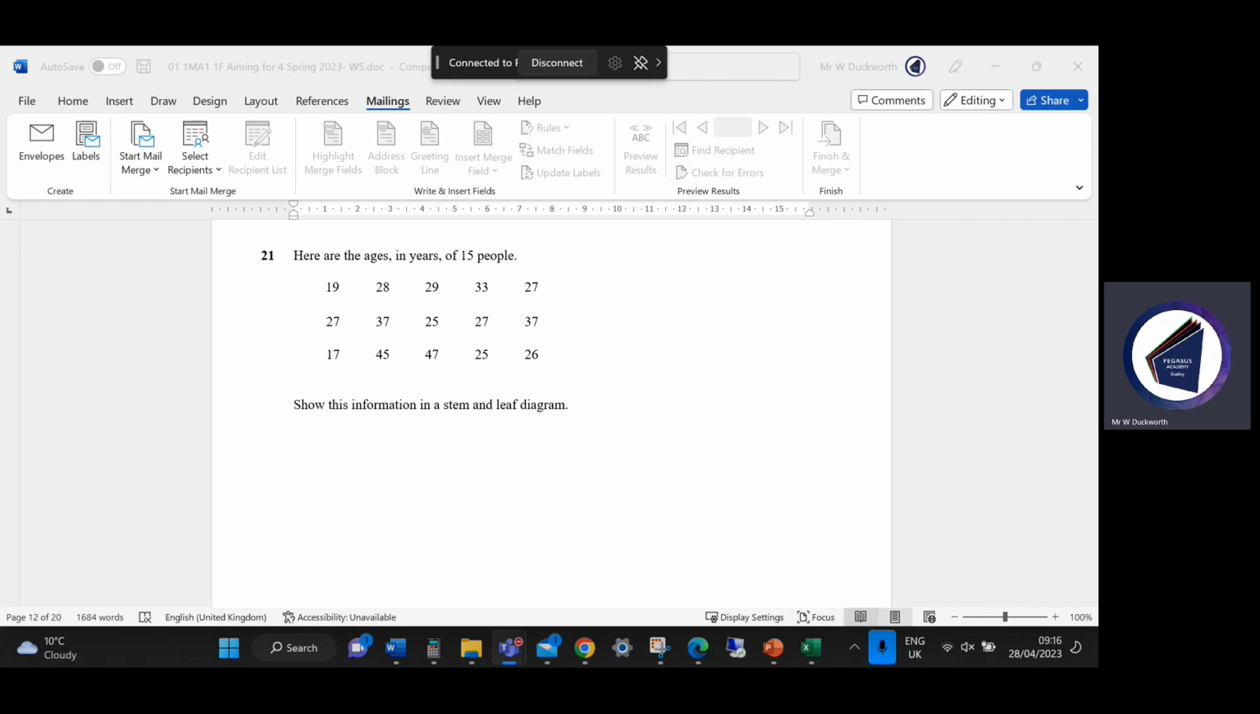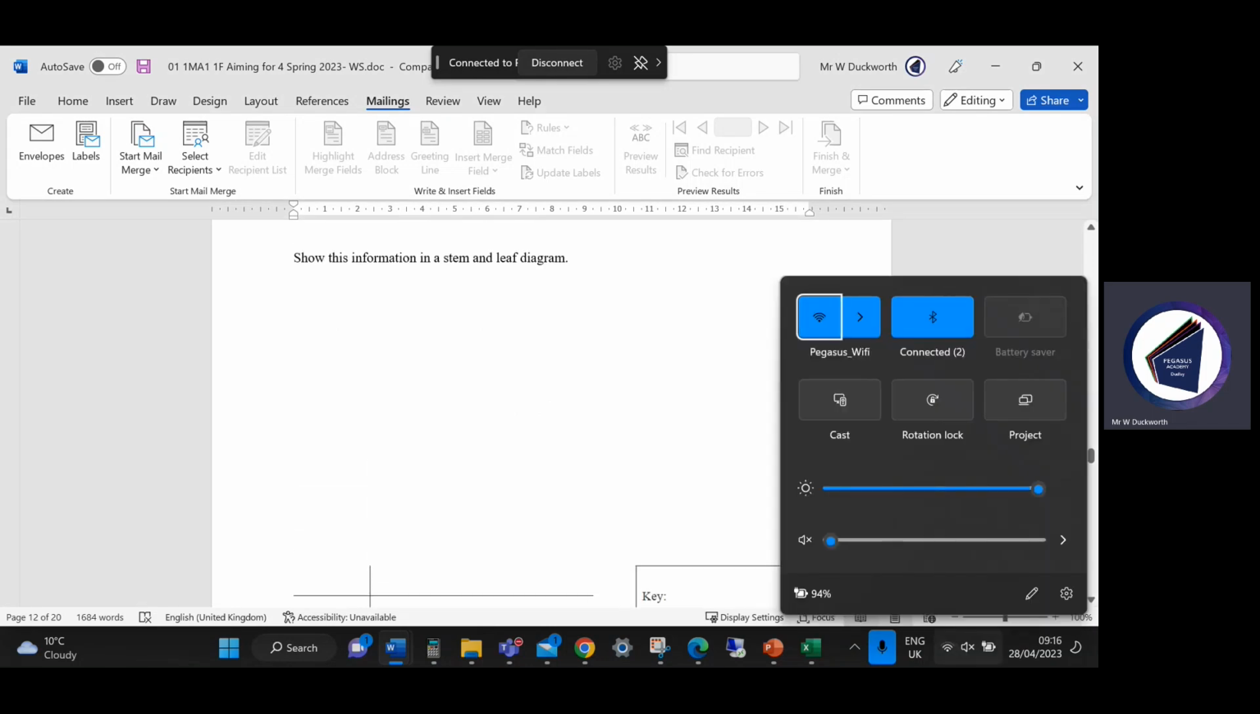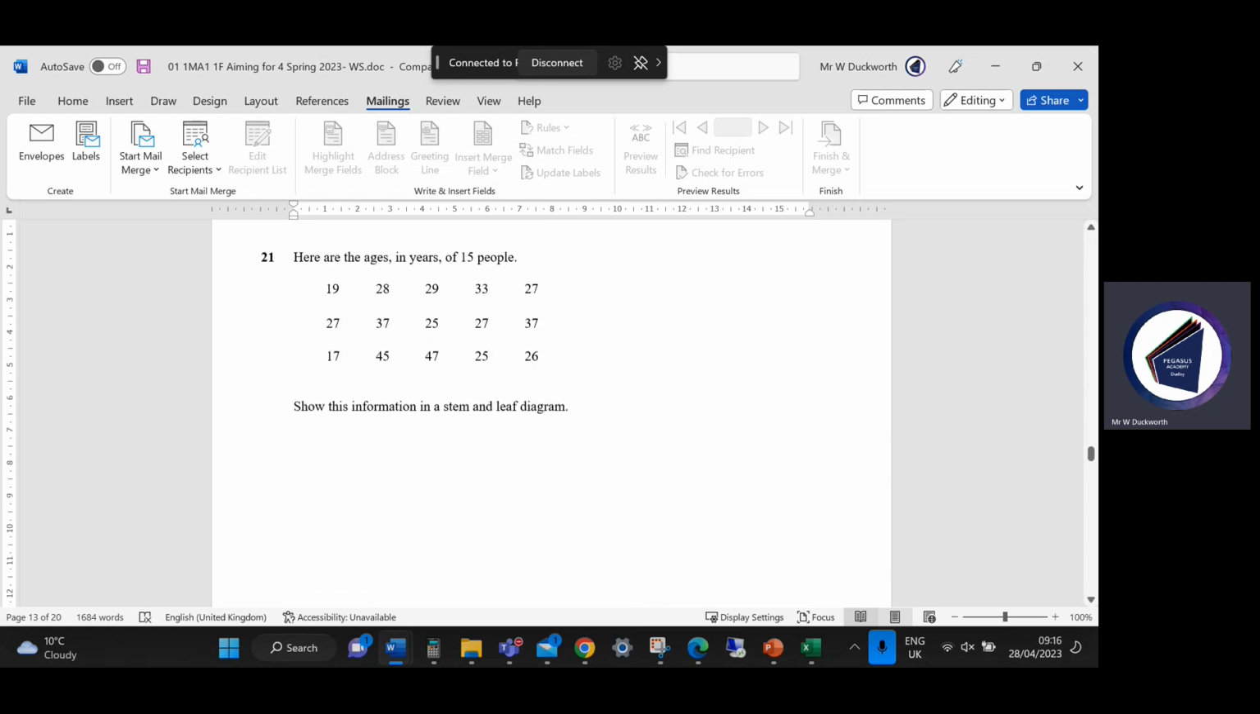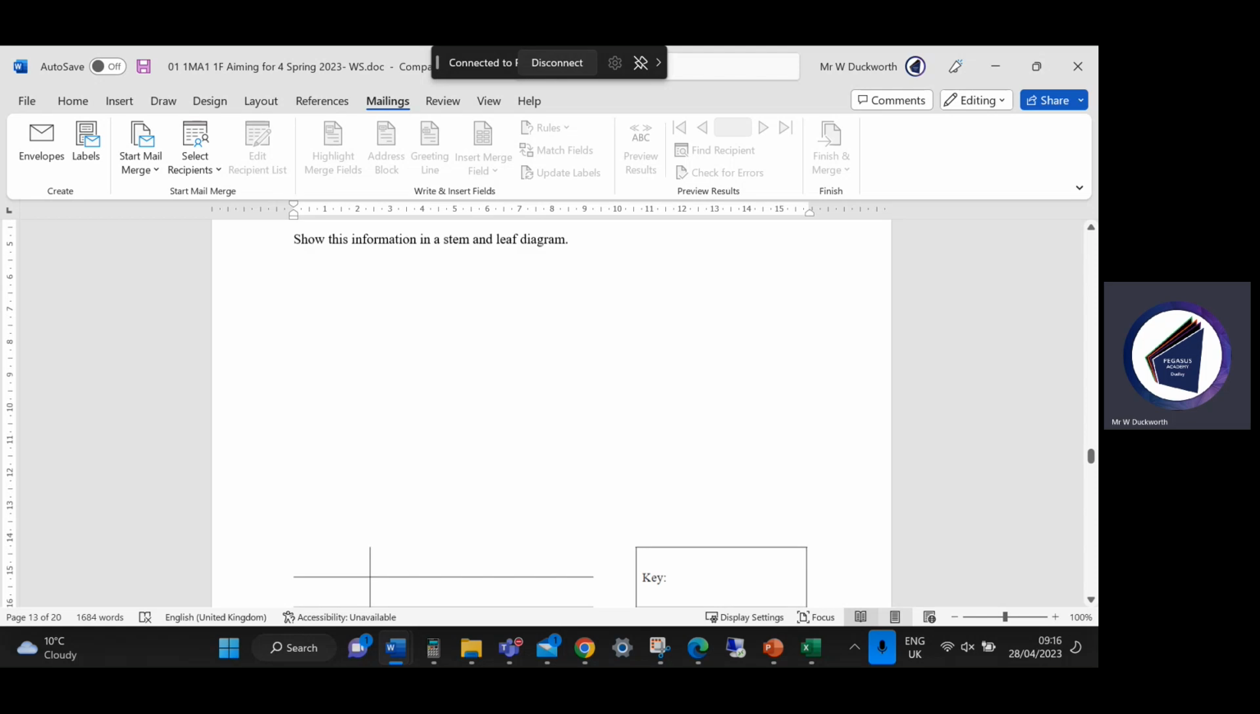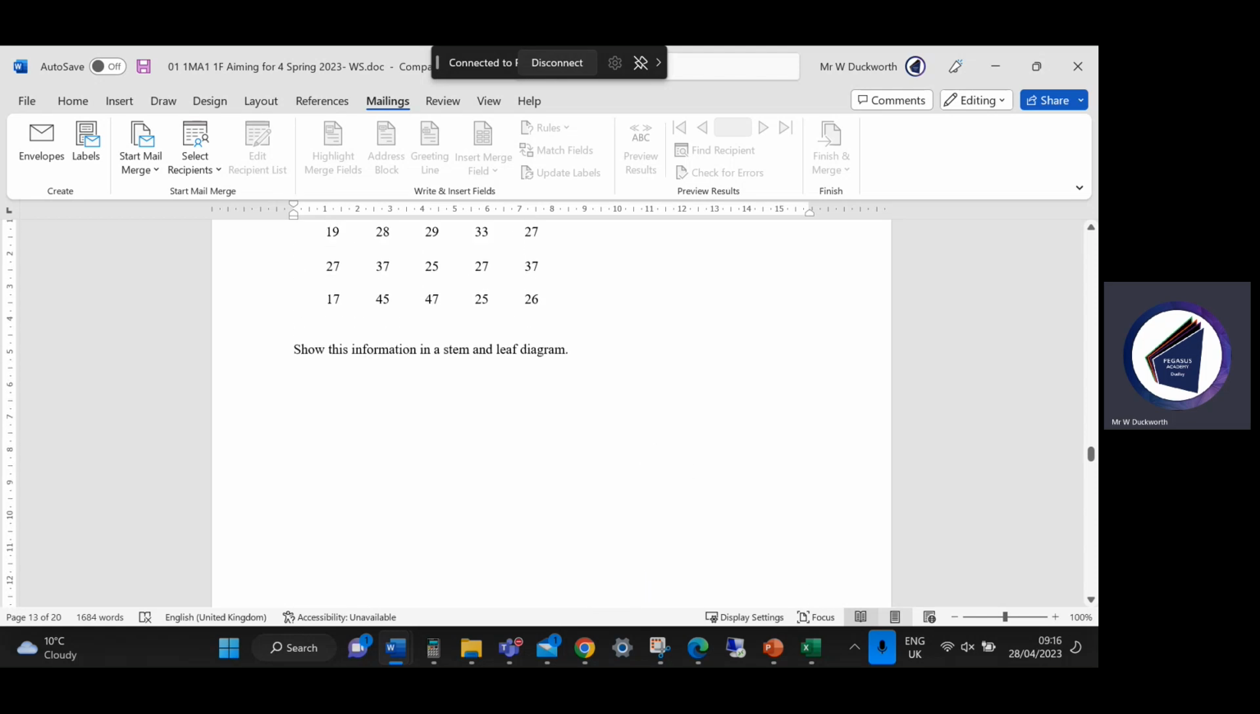Okay, then question 12. Here are the ages in years of 15 people. Show this information in a stem and leaf diagram. And this is set out nicely. Apologies. So the way that this is set out for you is to do an unordered one first, followed by an ordered one, or to order the numbers first and then do an ordered stem and leaf diagram.